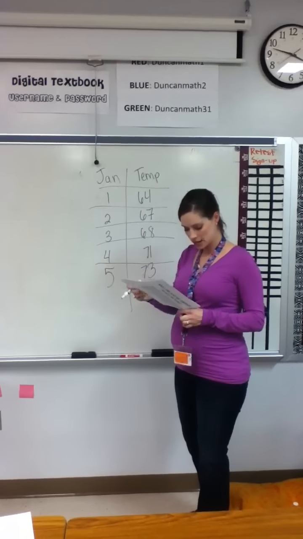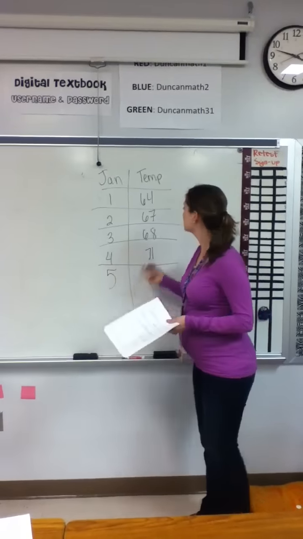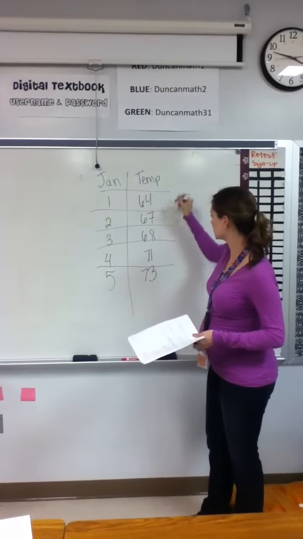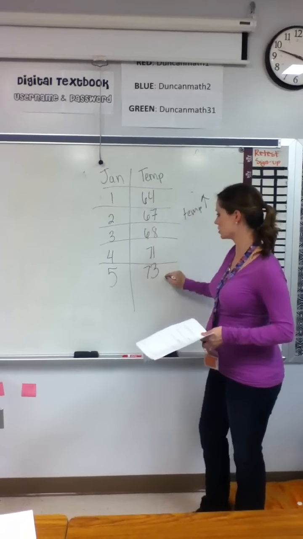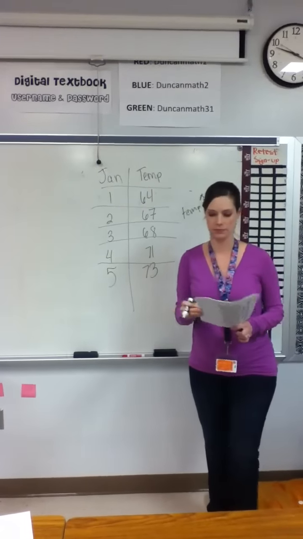The question then asks, use the table to find a trend in temperatures. Well, over the 5 days, the temp went up. It went from 64 to 73, and that's your trend.